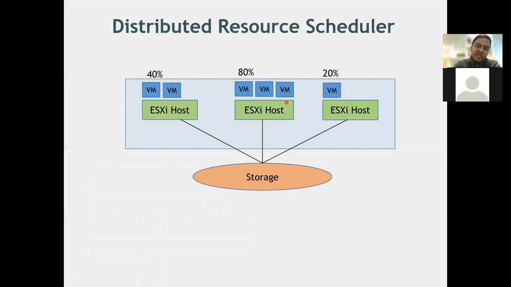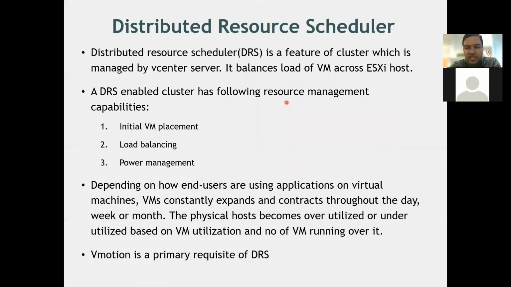So that's why it can expand. And when the load is not needed, it can contract. And it can do this automatically for a week or a month if full automation has been enabled. In this case, the physical host becomes overutilized or underutilized based on the VM utilization and the number of VMs running over it.